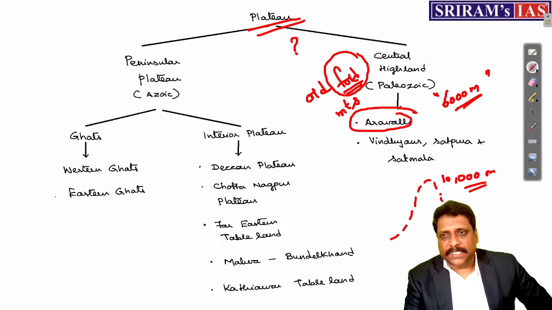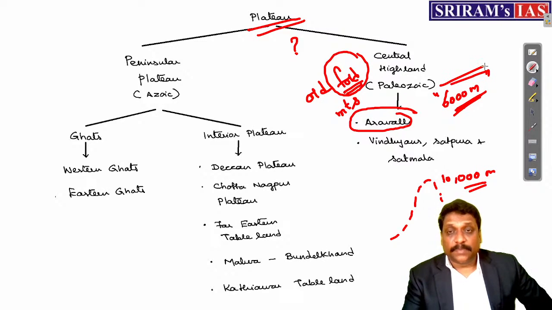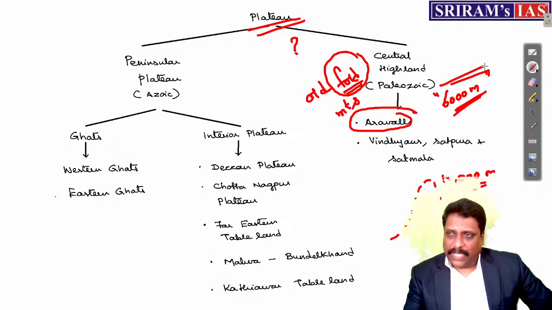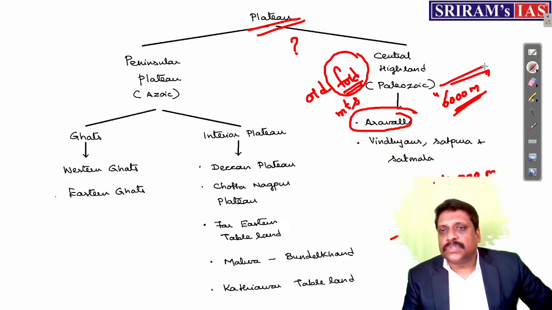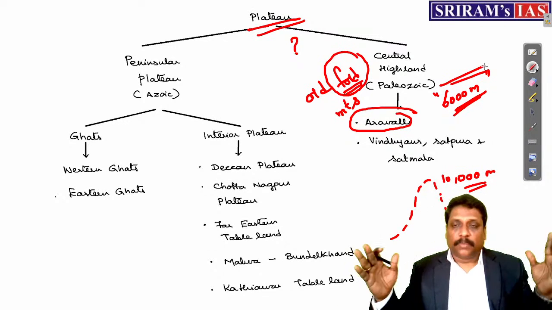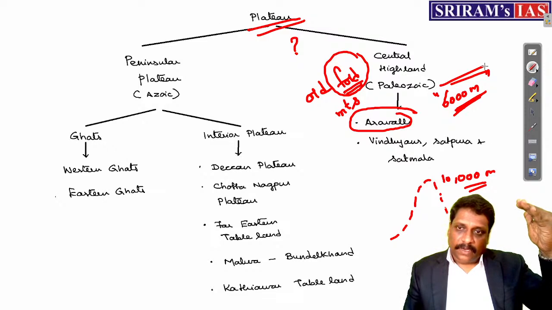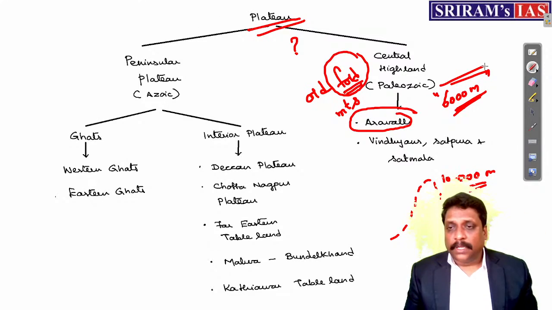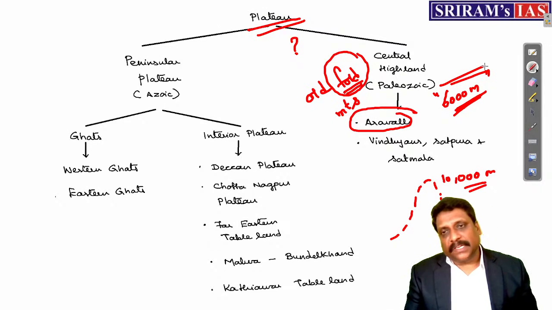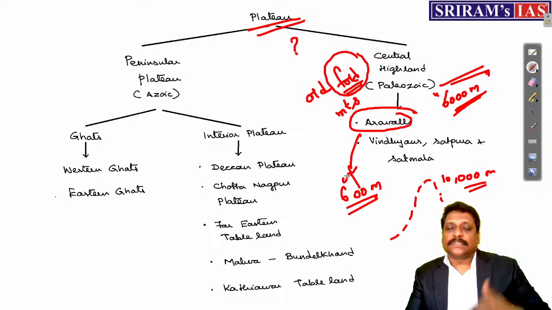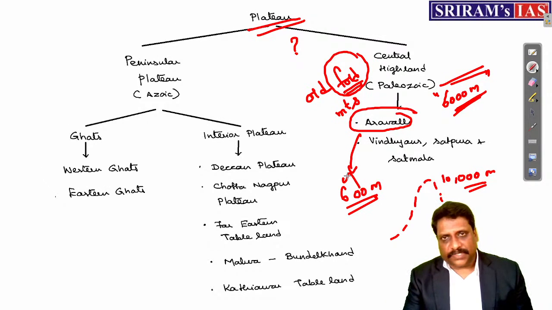Kindly don't tell me that the Himalayas is 8848. 8848 is Mount Everest, not Himalayas. Mount Everest is one exceptional part of Himalayas. So the average height of Himalayas is only 6,000 meters. So this mountain Aravali, we strongly believe, stood at a mightier height than that of the Himalayas. But what is the present height of Aravali, if you ask me? Today, only 600 meters.